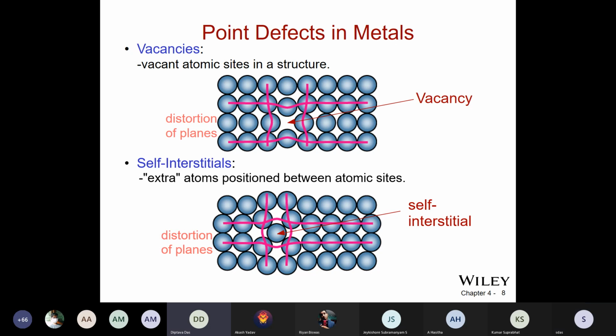Sir, will the Es value differ from atom to atom, or have you just assumed it? Some elements, but approximately you can assume it is 1 electron volt. Sure, sir. Thank you. It varies from element to element.